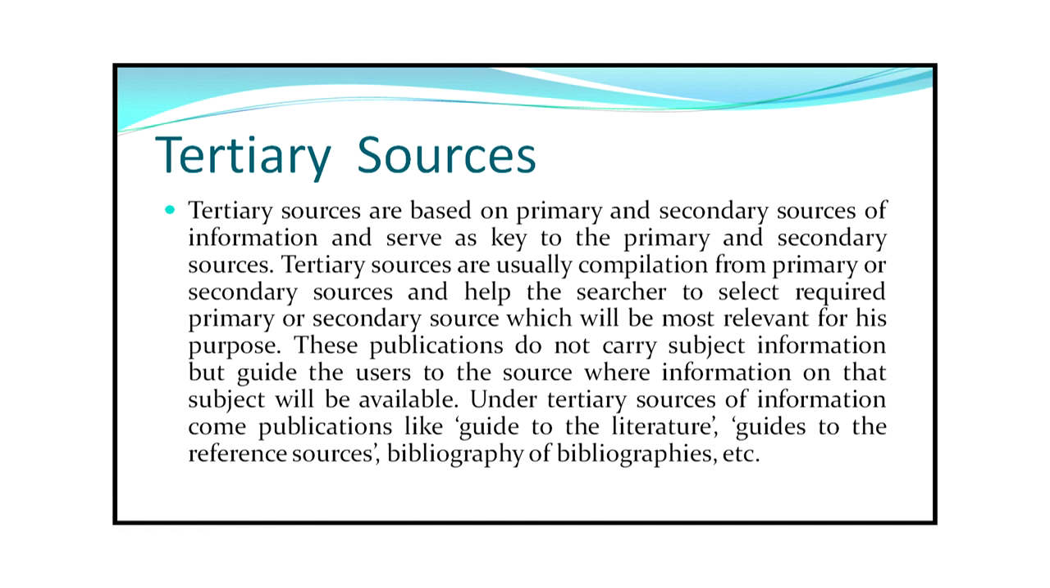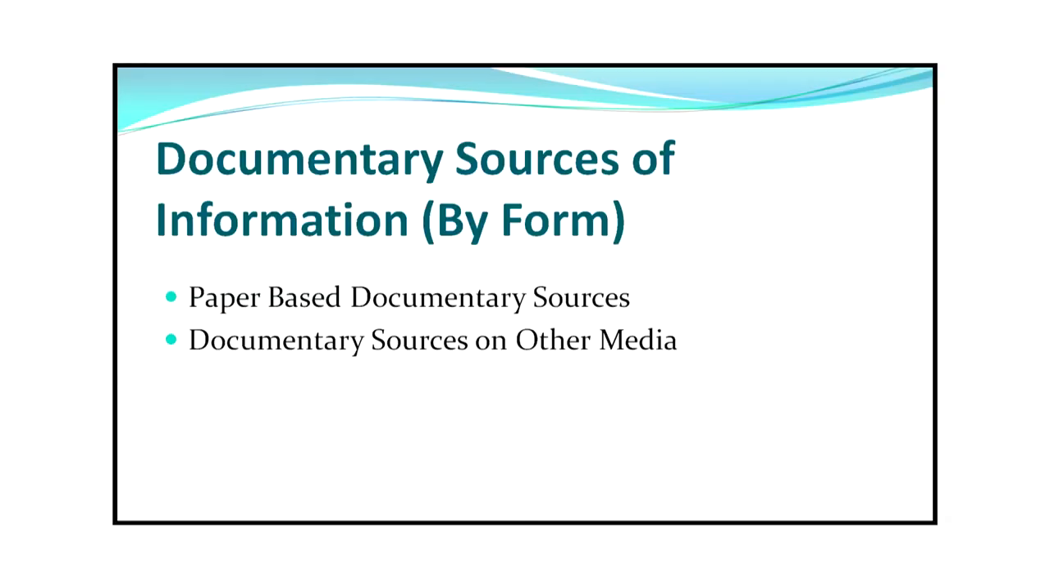Tertiary sources are usually compilations from primary or secondary sources and help researchers to select required information. Some examples of tertiary sources are guides to the literature, guides to reference sources, and bibliographies of bibliographies. Now we can also arrange sources of information by form: paper-based documentary sources and documentary sources on other media.